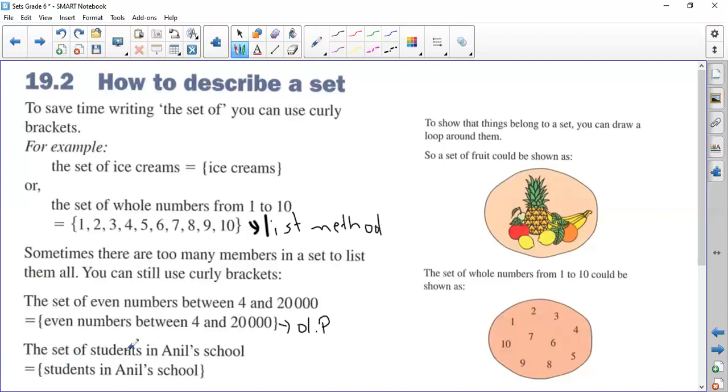Or the set of students in a school: to list the names of all students is difficult, so we can write in words. Another way is by using this loop. We list all the elements and use this way, and this one is called a Venn diagram. For the set of whole numbers from 1 to 10, we write all the elements inside and draw a circle around it. Or the set of fruits, you can put the fruits and draw a circle around it.